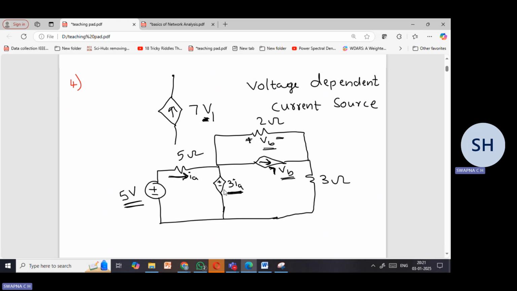This is called a current dependent voltage source, and this is called a voltage dependent current source.